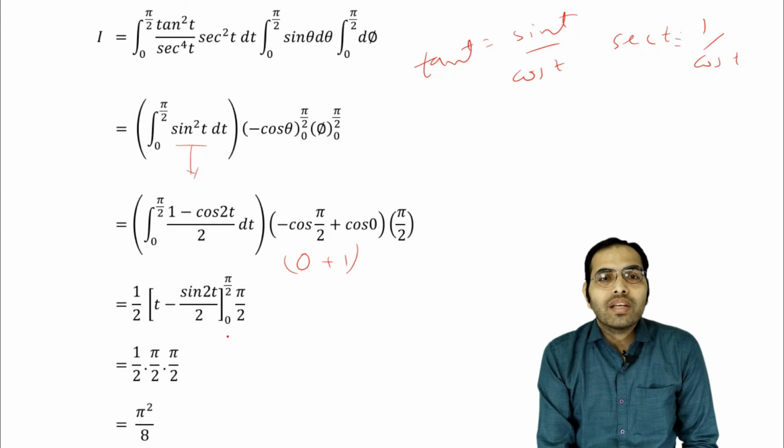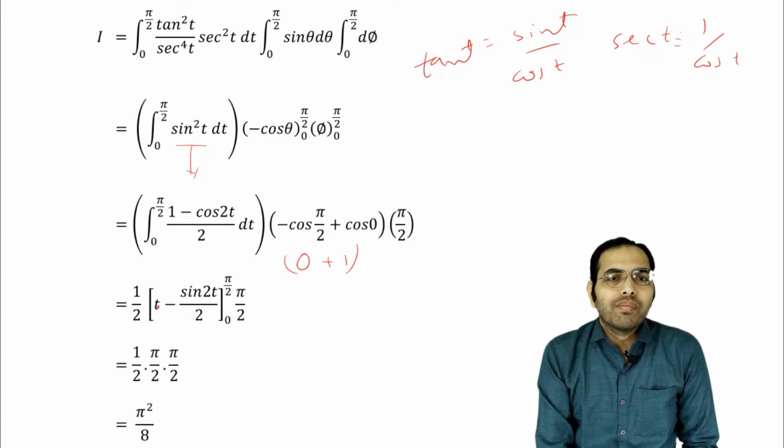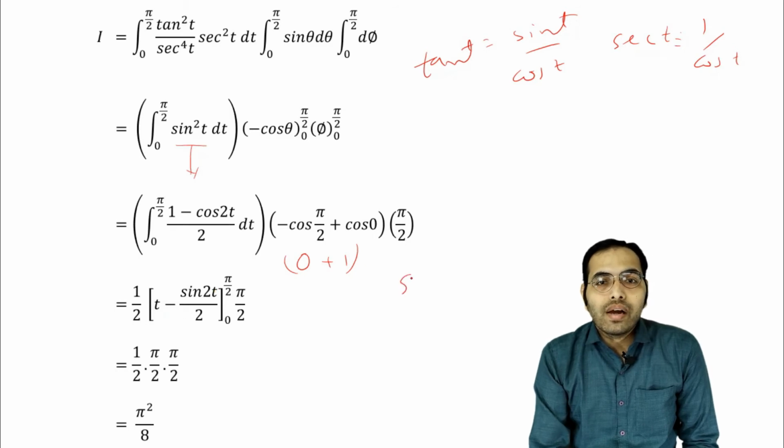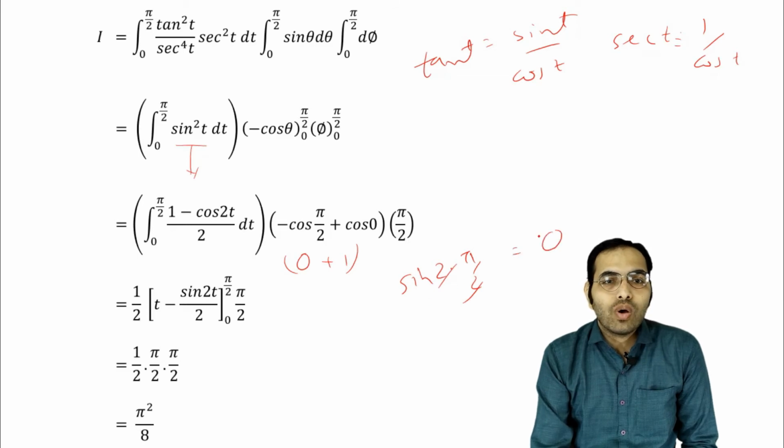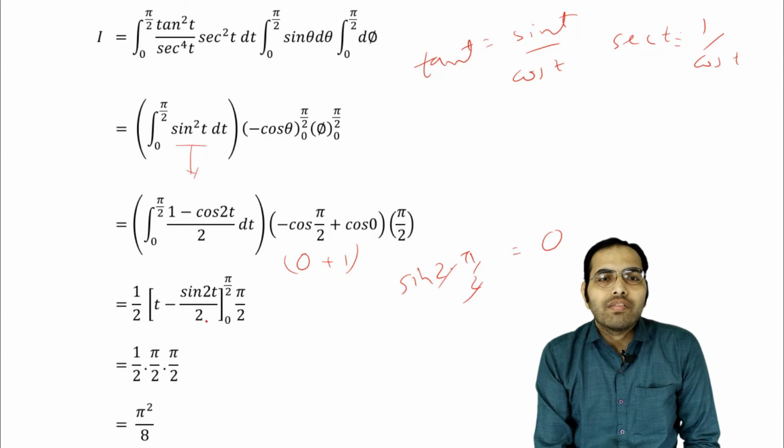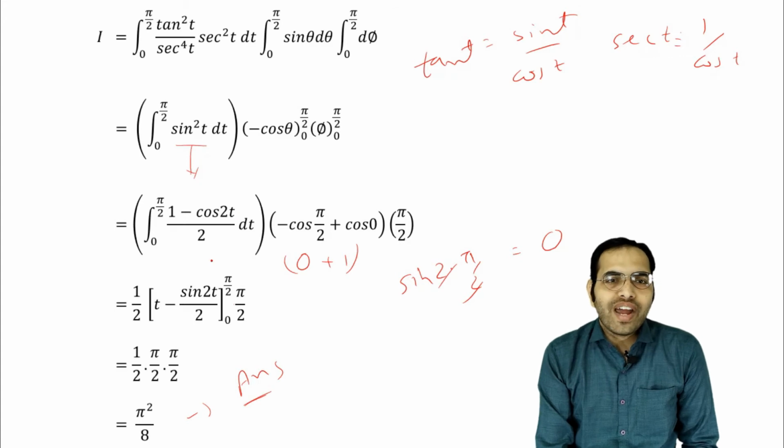Then upper limit minus lower limit, then 1 by 2 pi by 2 minus sin 2 into pi by 2, where 2 cancels out, then sin pi is 0, and sin 0 is also 0, that will give you only 1 by 2 into pi by 2, and this pi by 2 is kept as it is. Then pi into pi is pi square, 2 2 is 4, 2 is 8, that is pi square by 8, which is exactly what we have to find.